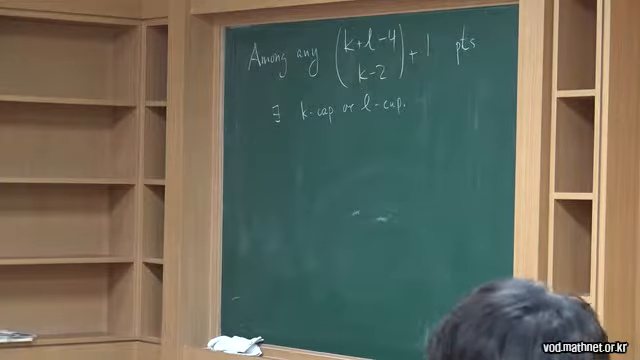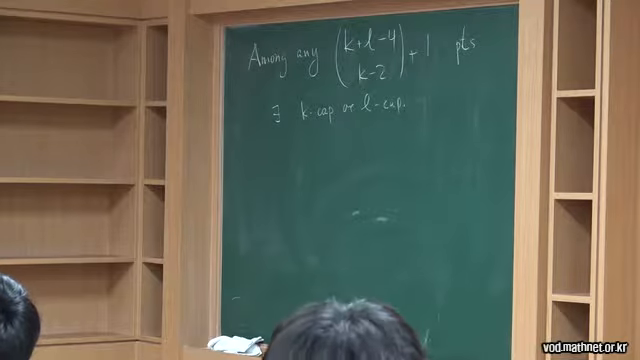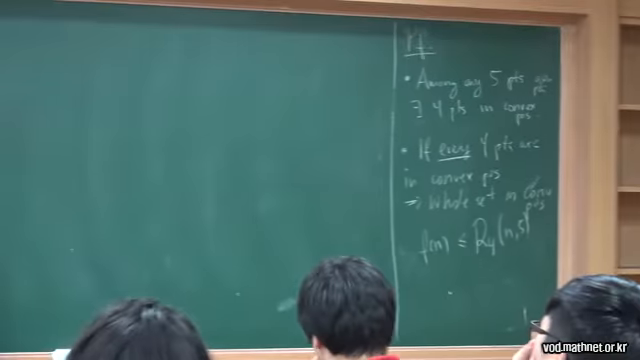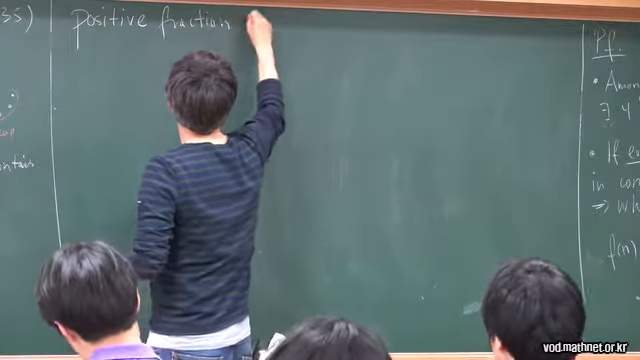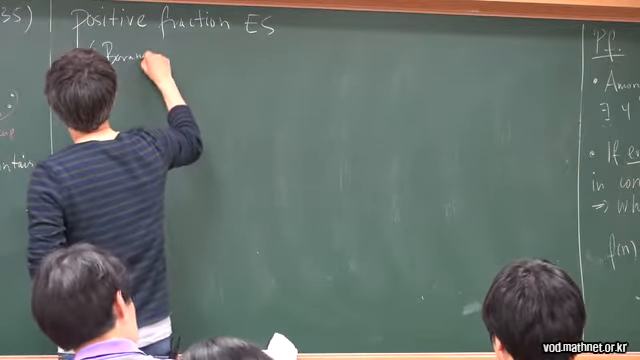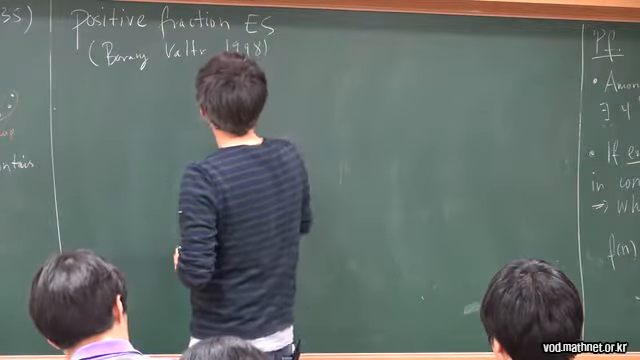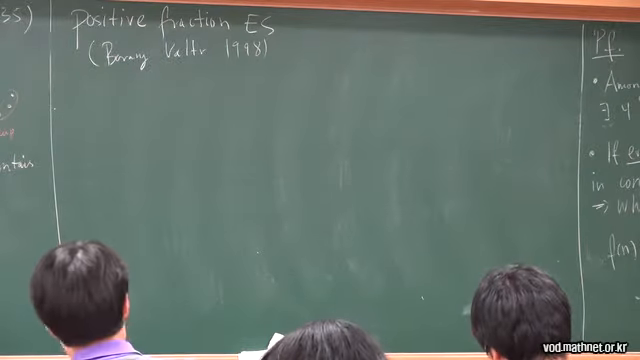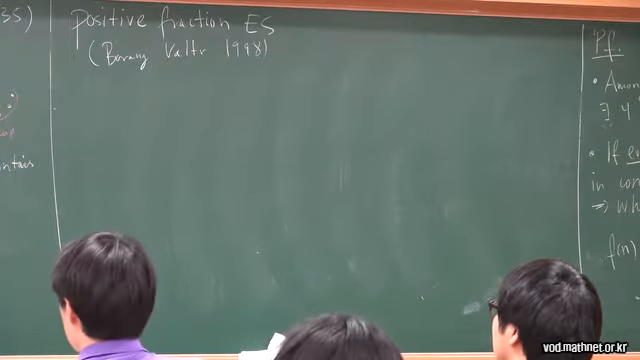And there's one more result I need to mention. This is called the positive fraction Erdős-Szekeres, this is by Barany and Valtr, published in 1998. And okay, now I might cheat a little bit. I went a little fast. I want to mention one more thing about these cups and caps.